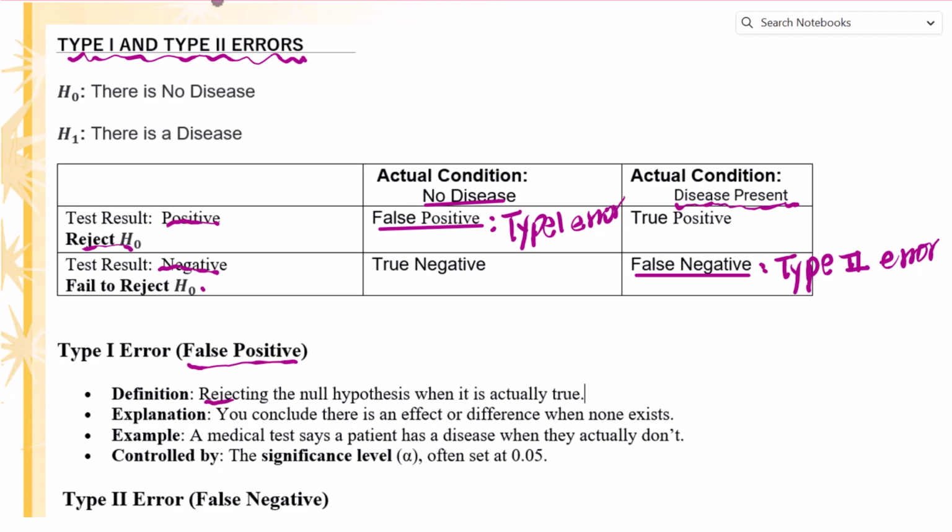Type 1 error, false positive. Definition: rejecting the null hypothesis when H0 is actually true. Explanation: you conclude there is an effect or difference when none exists. Example: a medical test says a patient has a disease when they actually don't. Type 1 error is controlled by the significance level alpha.